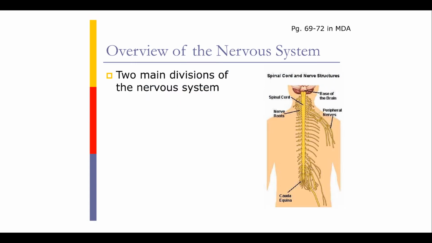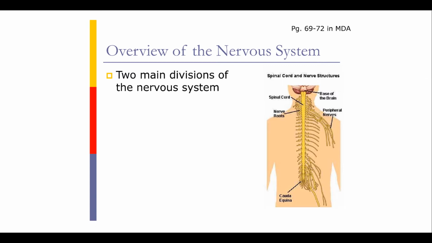First of all, we need to start out with an overview of the nervous system. So how do the nerves work? This is on pages 69 to 72 in your MDA textbook, so read that section for sure. It's an overview of how the nervous system works. There are two main divisions of the nervous system.